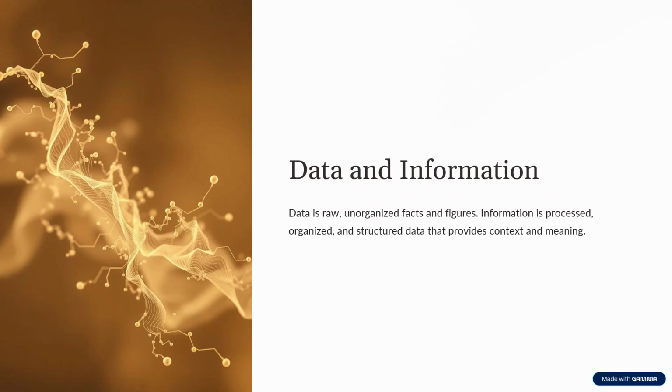Then the next terms are data and information. So, what is data? Data are the raw facts which are required to be processed. In other words, unprocessed items we can call data. Then what is information? Information is processed data. That is, information is processed, organized, and structured data that provides context and meaning. These are the definitions of data and information.